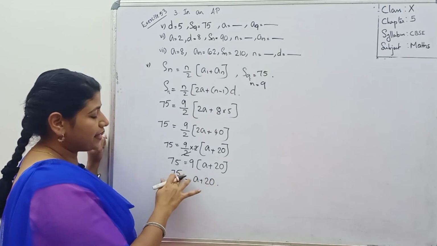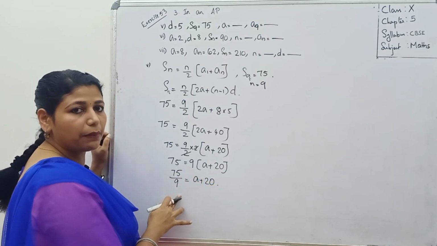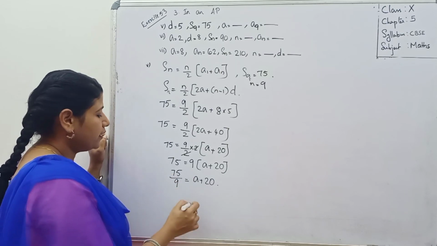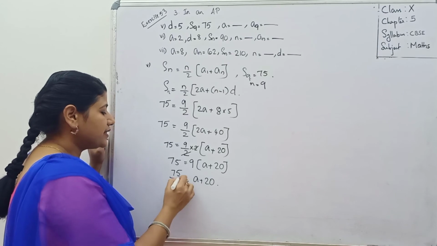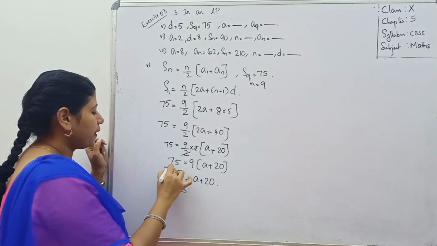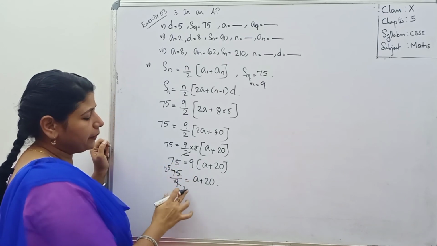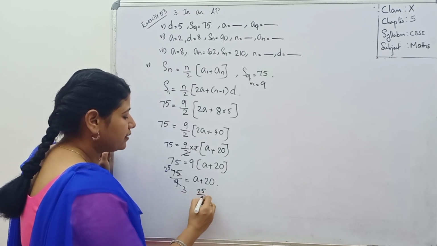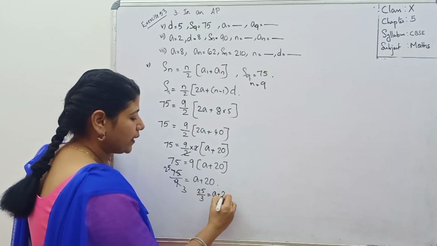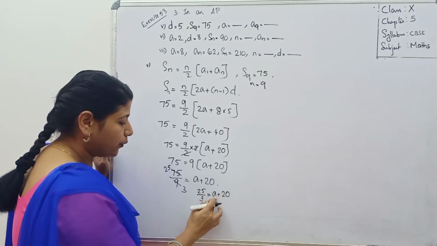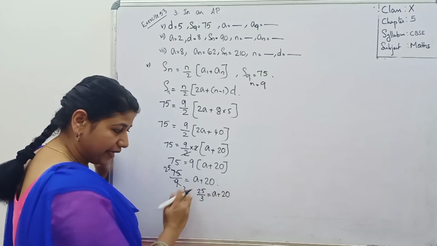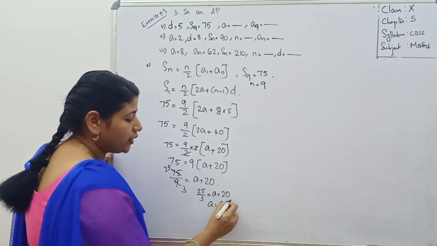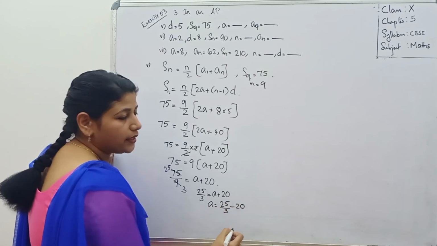So this 75 and 9 both are multiples of 3. We can divide both the terms by 3. The 9 by 3 is 3. 75 by 3 is 25. So we can take 25 by 3 equal to a plus 20, which means a equal to 25 by 3 minus 20. Okay, a equal 25 by 3 minus 20.